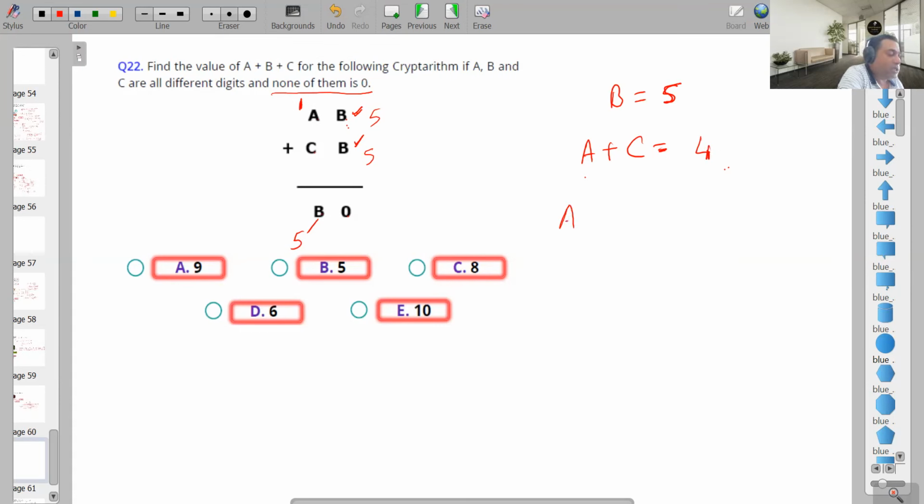And therefore, the question is asking A plus B plus C, and the value will be 5 plus 4, which is 9. Hence, your answer is option A, 9. All right, so let's move to the next question.